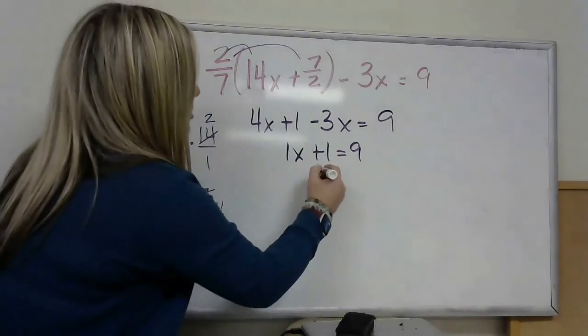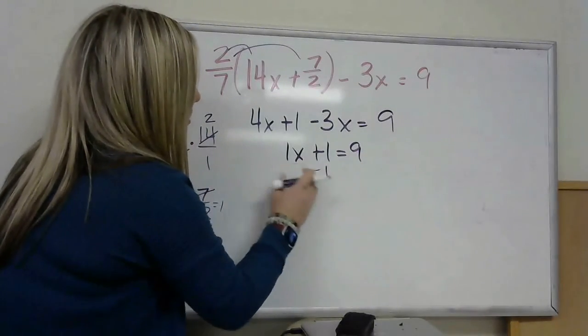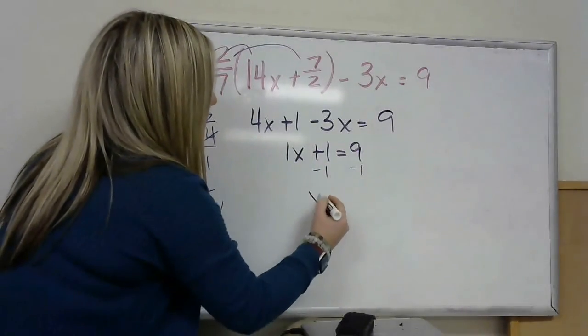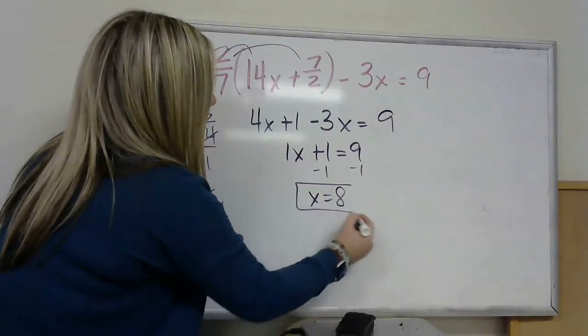All right, so I'm going to do -1 here to get rid of this, so I can get x by itself, -1. So x is equal to 8, all right?